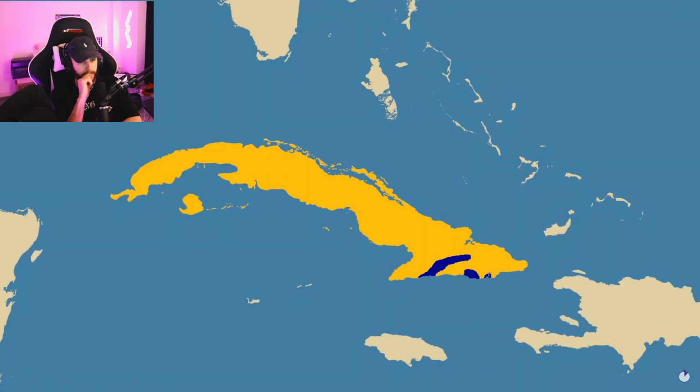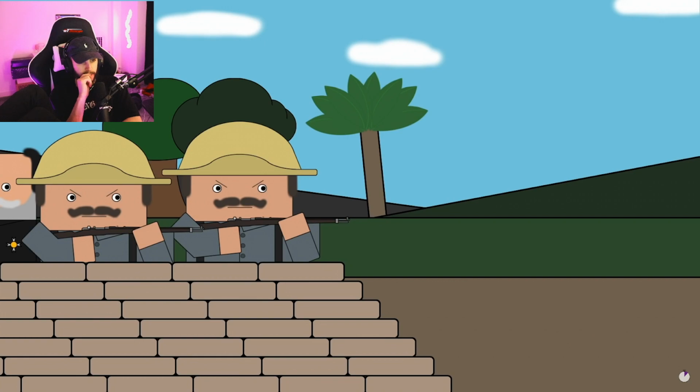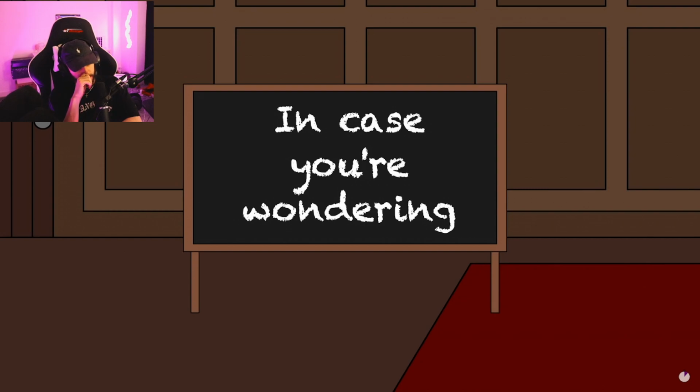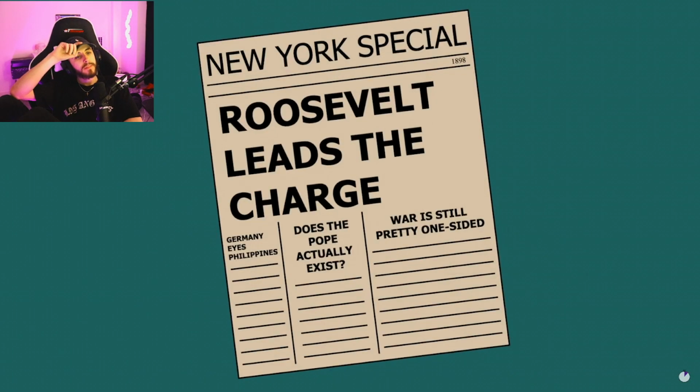The Americans advanced inland and fought a small Spanish force at the infamous Battle of San Juan Hill. Here, the Spanish were able to inflict many more casualties on the Americans than they themselves suffered before retreating. And in case you're wondering, it was this battle that made Theodore Roosevelt a household name.